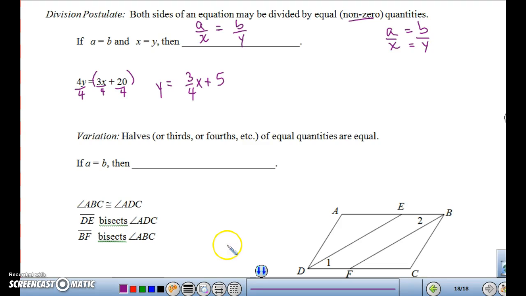Now, when you're dealing with angles and segments, there is a variation of the division postulate that we actually use quite a bit. Halves, or thirds or fourths of equal quantities, are equal. So if we have a equals b, then we can automatically say half of a will equal half of b. That comes in handy when you're dealing with something that has a midpoint or has been bisected, because you're taking half of a quantity.